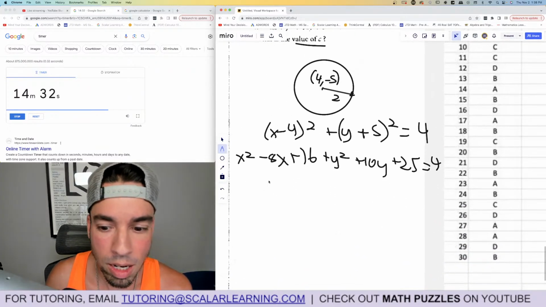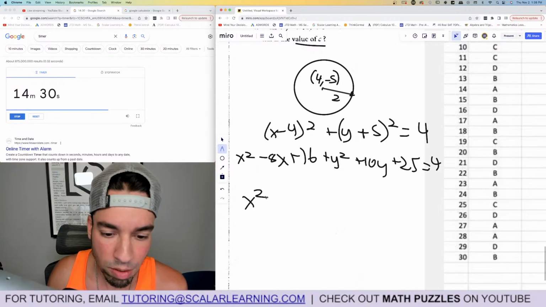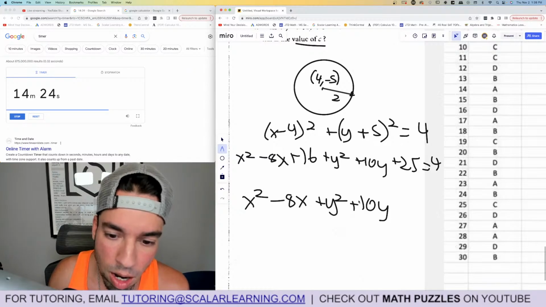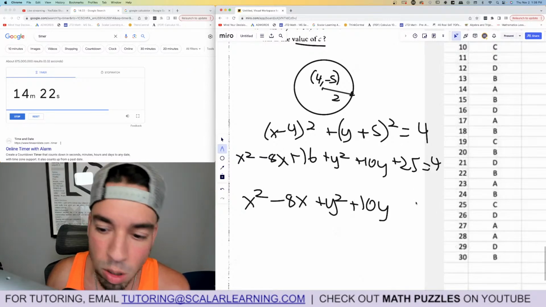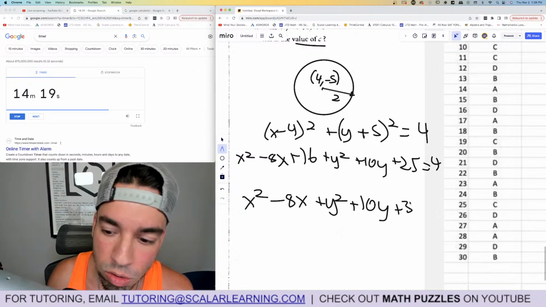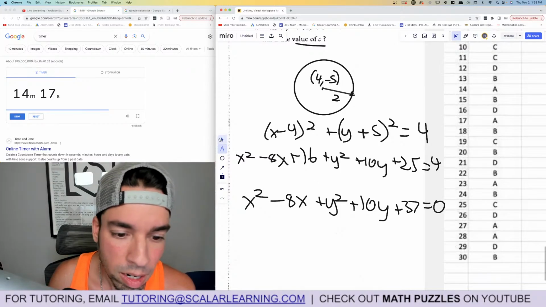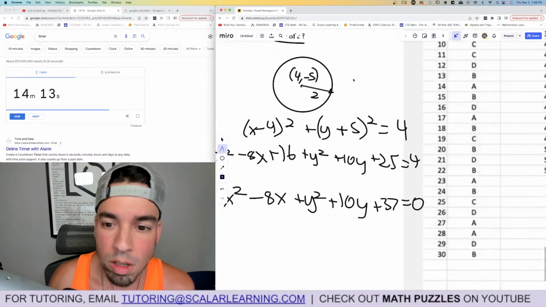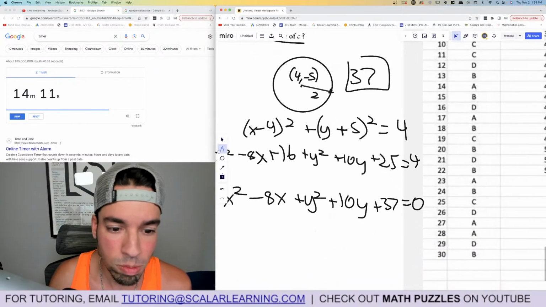Okay, so then I got, let's simplify and bring everything to the left side. X squared minus 8x plus y squared plus 10y. And then 16 plus 25 is 41 minus 4 is 37 equals 0. And they wanted that C value, which is 37. So that's it. 37 is the winner. Boom, done. Let me just make sure I didn't make a mistake.